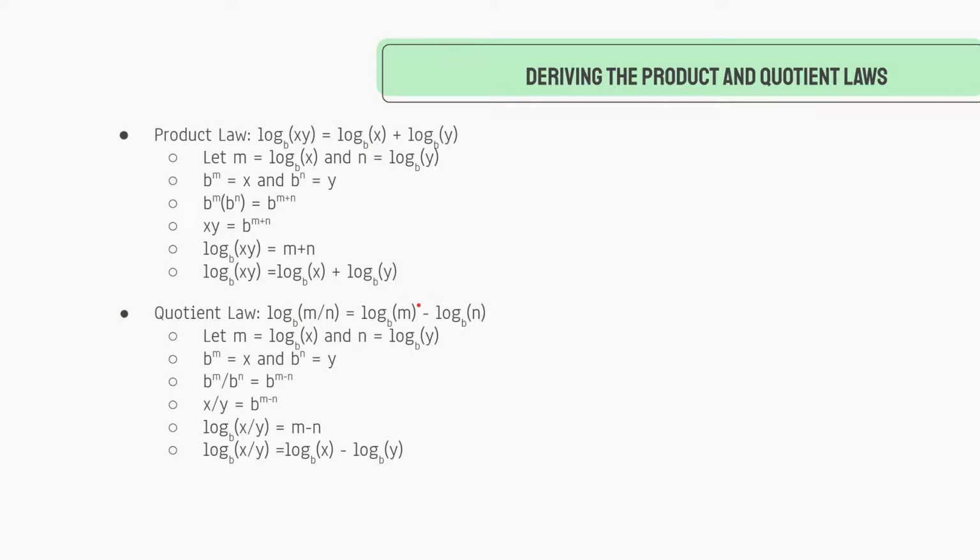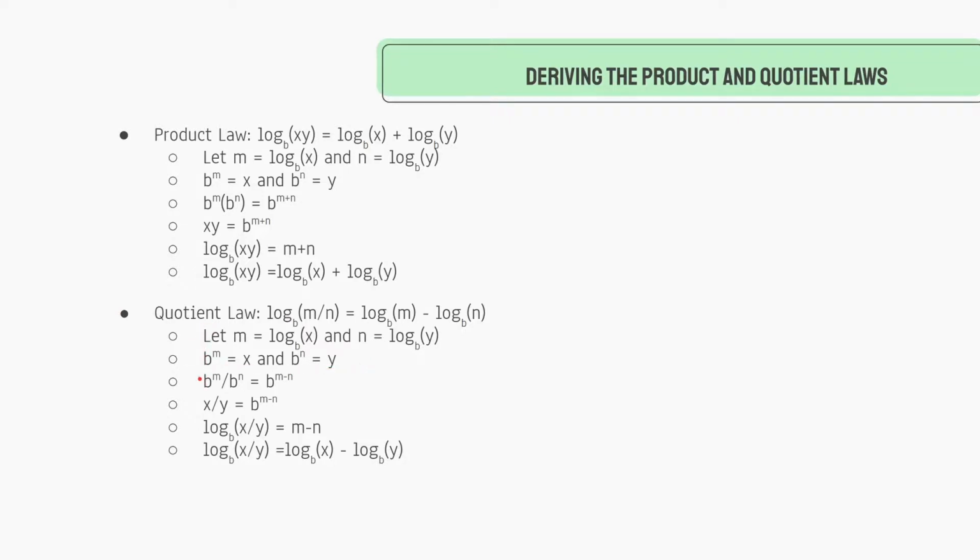As you can see, it wasn't difficult, pretty simple. We can use this exact procedure to find out the quotient law. Again, let's follow the same steps. m is equal to the log of x, and n is equal to the log of y. So again, writing that in exponential form, we get these guys.